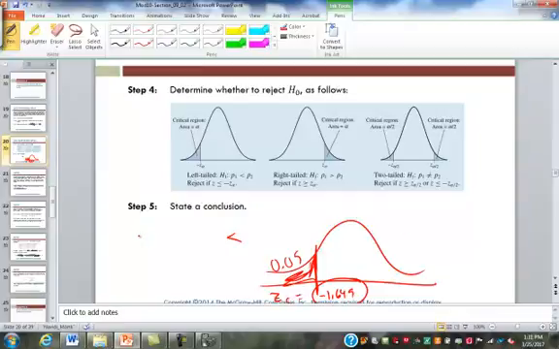So our rejection rule is we would reject H0 if our test statistic z is, now again, the alternative hypothesis is less than. Since the alternative is less than, we reject if z is less than that critical value, negative 1.645.